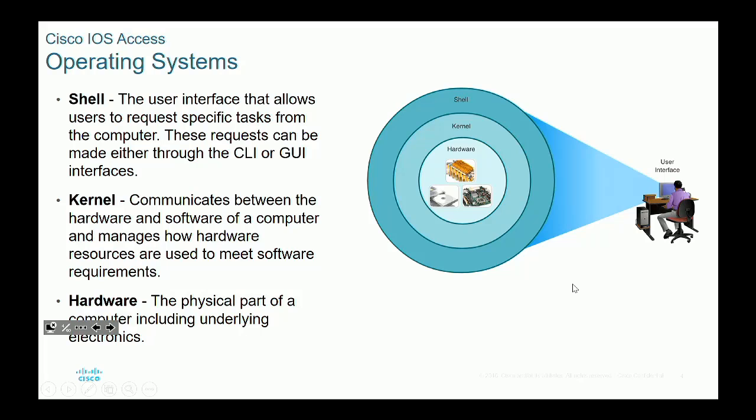The operating system also provides a shell, and that shell is a means of allowing the user to interact with that system. And it can either be a command line interface or, as we see in today's operating systems, a graphical interface. All right.